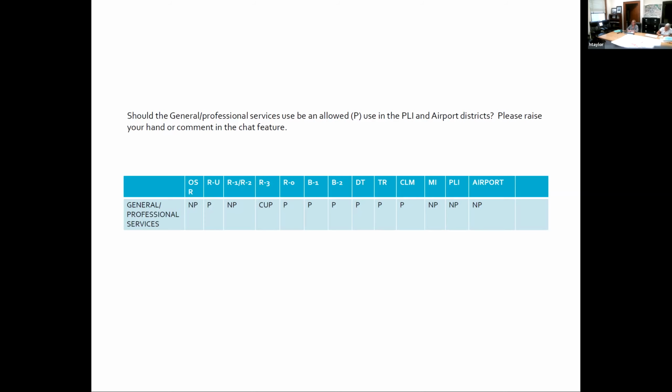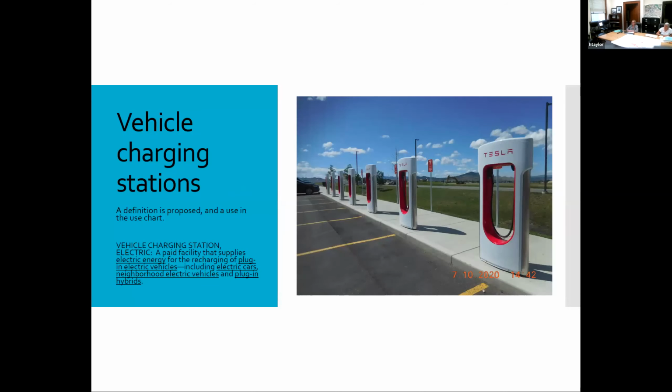Next slide, please. The next significant change, we have a quick comment in the chat feature about what the PLI is. So PLI is Public Lands and Institutional District. Lucy could read you the definition of the PLI.